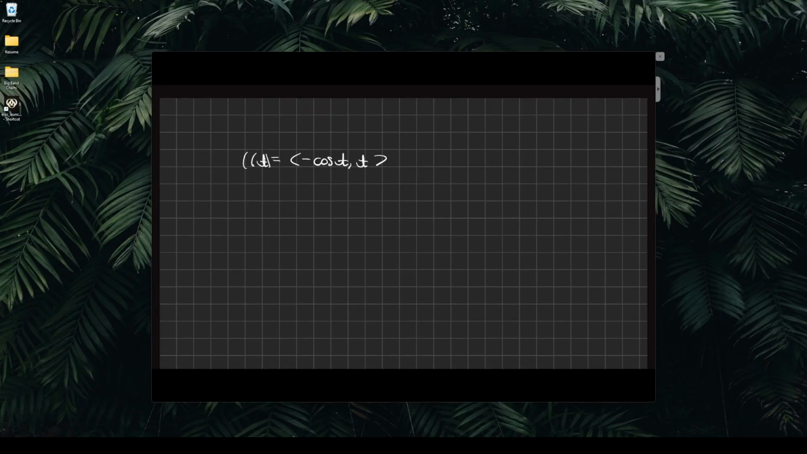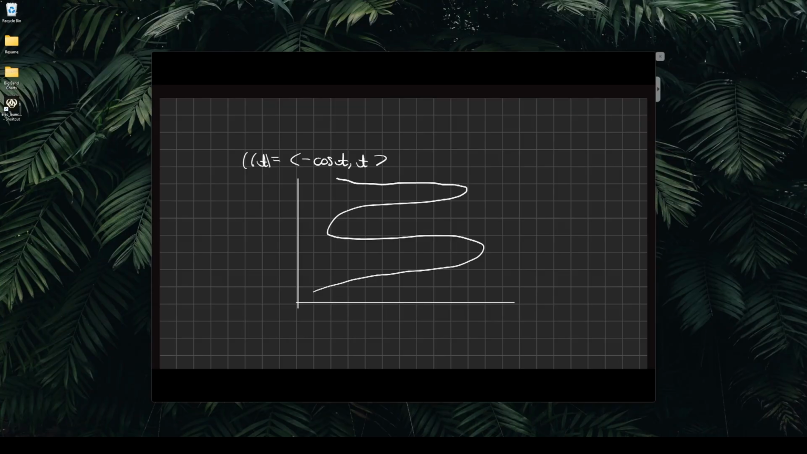we can think of this in R2 as looking something like this. Sort of like a spring. And so the vector would be going this direction.